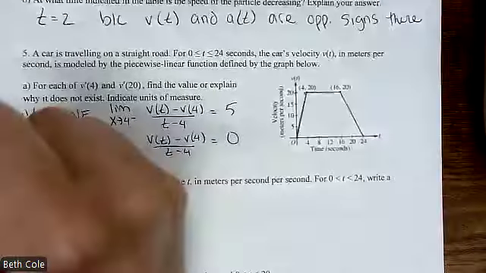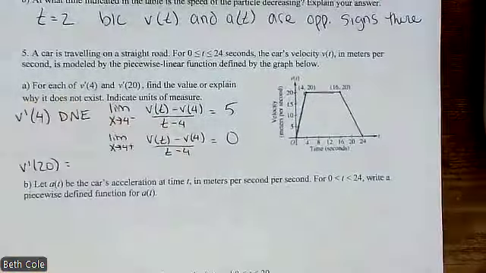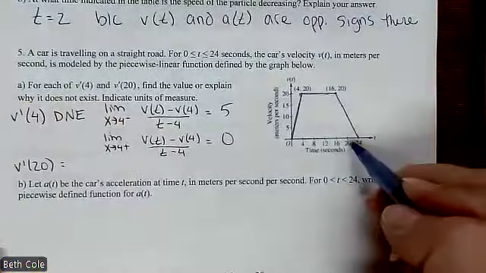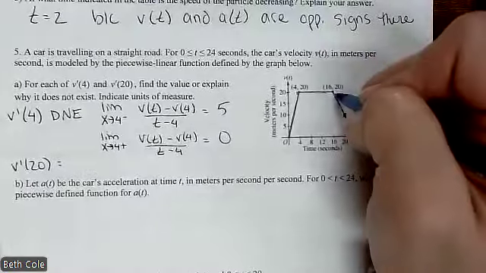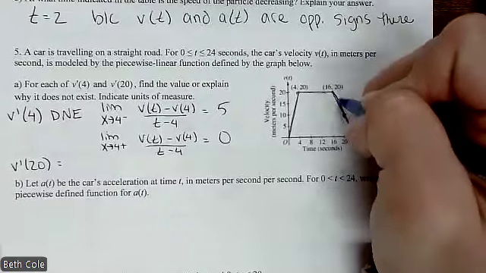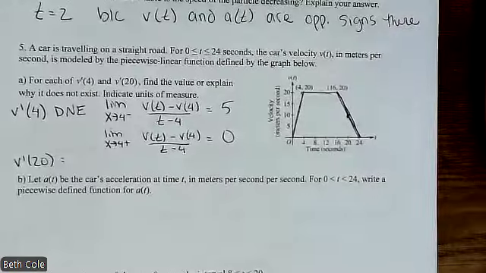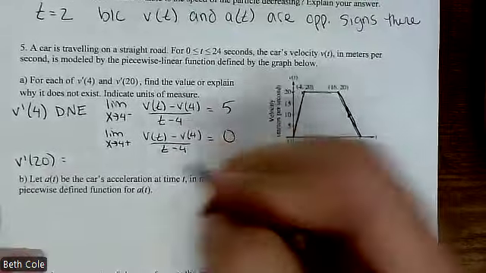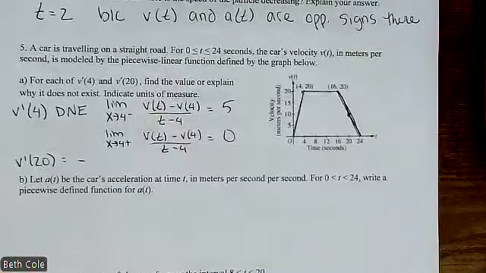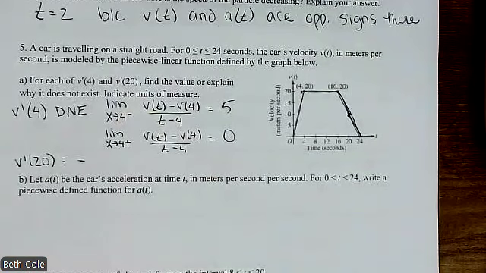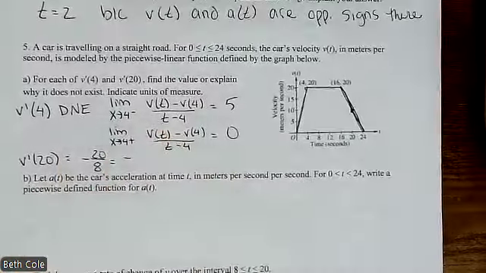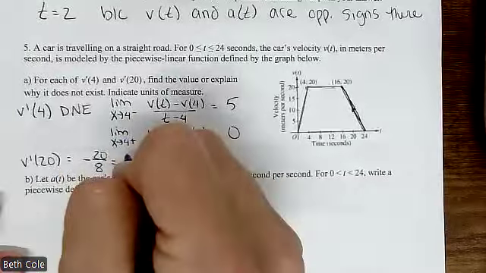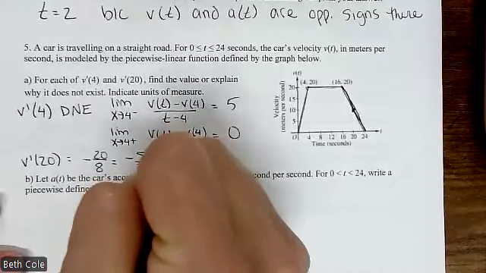All right, what was the other one we had to do? V prime of 20. Derivative at 20. 20 is right here. Do you see where I'm pointing? We can get an answer for that. What's the slope of this section? Think about it. You can't just shout out the answer right away. It's going to be negative, first of all, because it's going down. It goes down 20 and then over how much? 8? We'll reduce that. What does that reduce to? Negative 5 over 2.